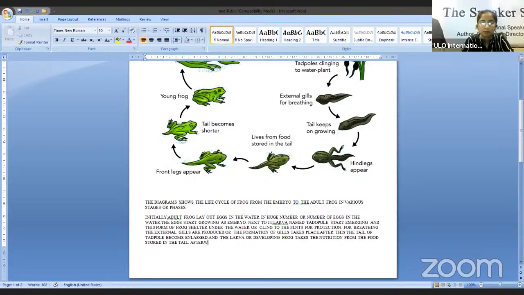Afterwards, the limbs, that means hind limbs as well as the front legs, the limbs start to grow as well as the tail become shorter.